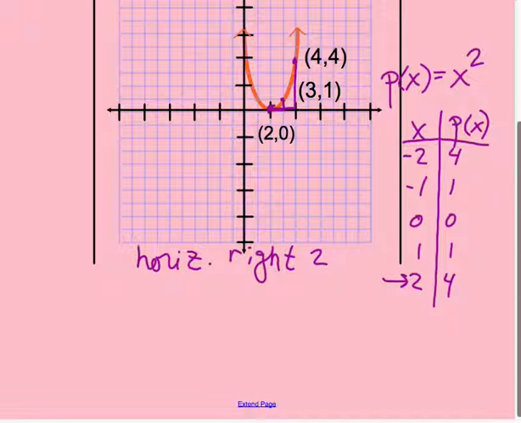It opens up, so there's no reflection. So the only thing that changed was that shift of right 2. So our new function, grouping that shift with the x and making it opposite, will be (x - 2) quantity squared.